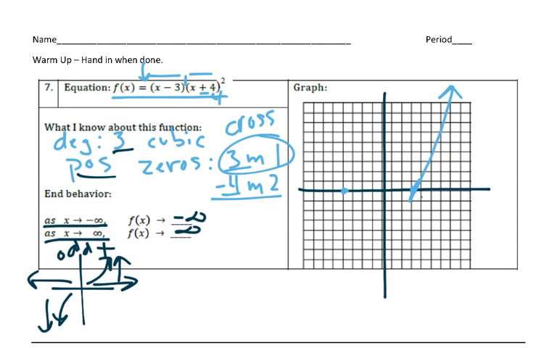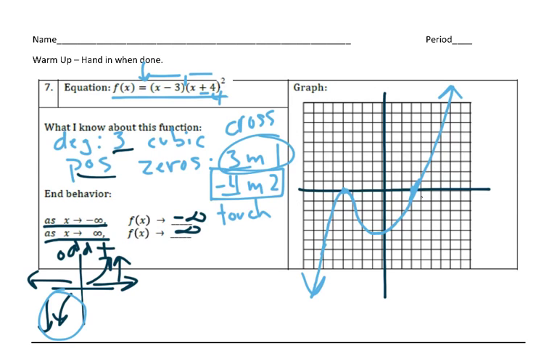Okay. Then the negative 4 is going to touch or bounce. So this is going to have to at some point curl around, but it's just going to touch and then jump back down to hit that end behavior. So your graph should look something like that. Alright, so there's the warm-up.